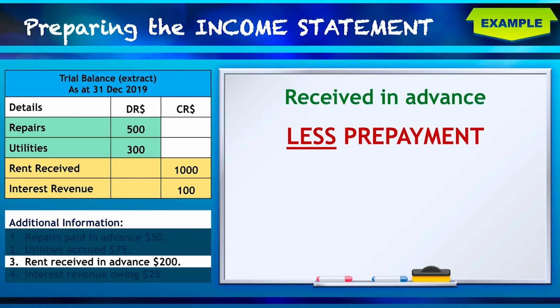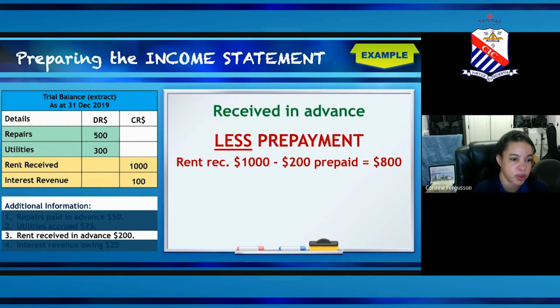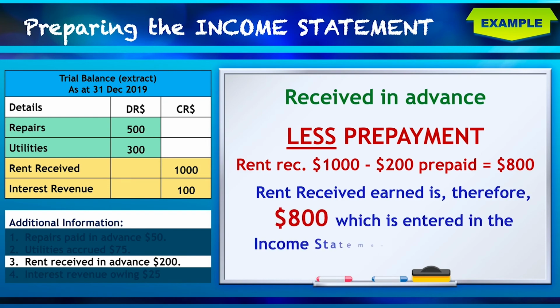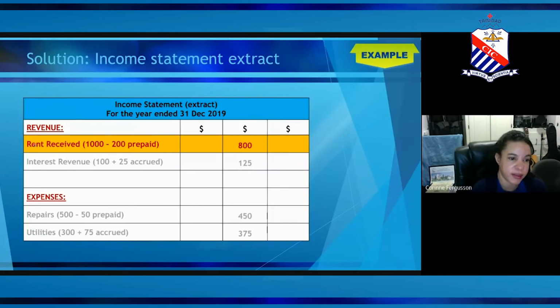So we go to the third one, easy, in advance, which means it's a prepayment. What do you do with prepayments? You less it. So you will just simply go rent received. How much was received? $1,000 less the $200, which will give you $800, and that is the amount that goes into your income statement. Since this is revenue, you have it here. Rent received, you're working, open brackets, 1,000 minus the prepayment 200, answer in the column 800.